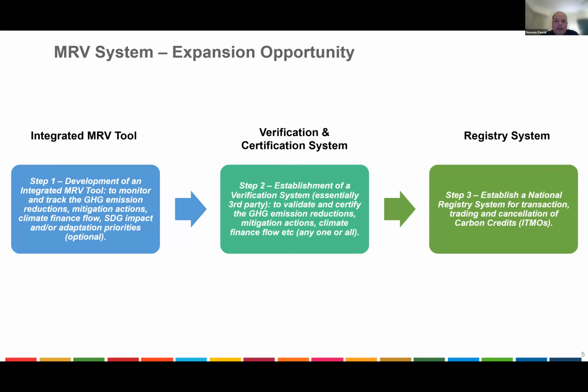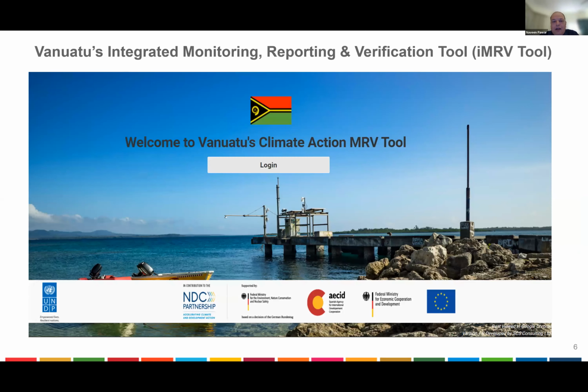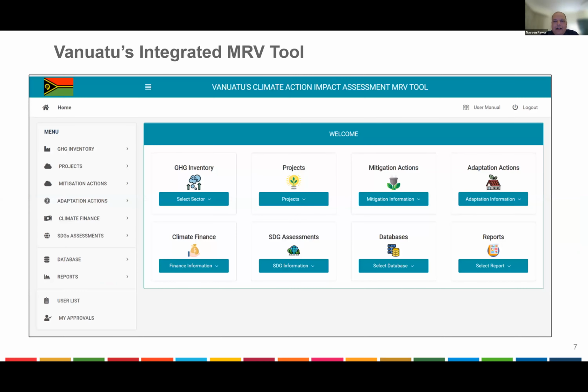So this is how it looks. With the login credential, one can log into the IMRV tool. And this is a dashboard wherein the user can look into things based on their access rights. They can see different mitigation actions, adaptation actions, finances, and GHG inventory. Reports can be generated as consolidated as well as annual reports. So this is the MRV system implemented in Vanuatu.